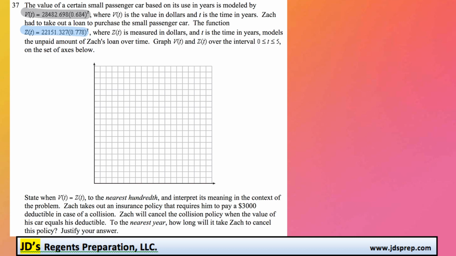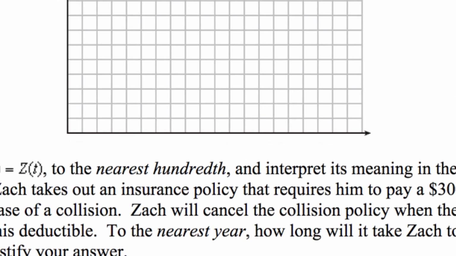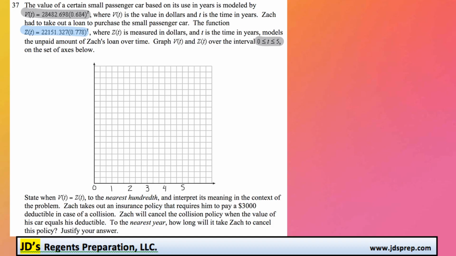Now notice it does say that we want to graph it over the interval of time from 0 to 5 years. So we're going to start by labeling our x-axis with those values. And I just spaced them out 3 spaces apart so it's nice and spread out across the x-axis here. Now, how are we going to actually graph these? Well, we're going to use a graphing calculator to help us out.